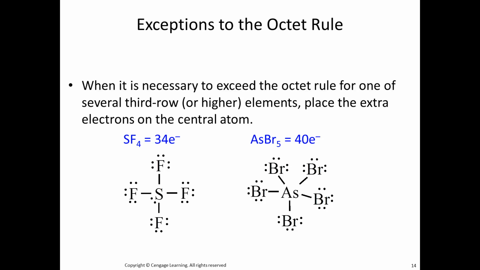There are also exceptions to the octet rule where we see more than 8 electrons around a central atom. When it's necessary to exceed the octet rule for one of the elements present, elements in the 3rd period or lower on the periodic table can have expanded octets. We will place the extra electrons on these central atoms, such as sulfur or astatine. Here, sulfur has 10 electrons around it, as does astatine.